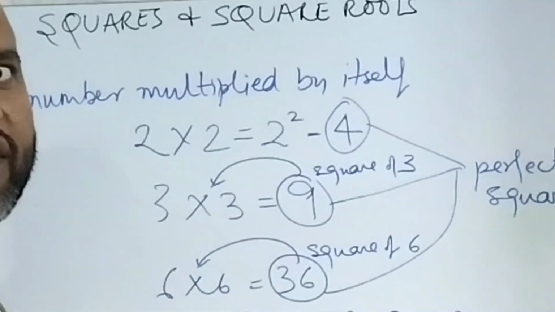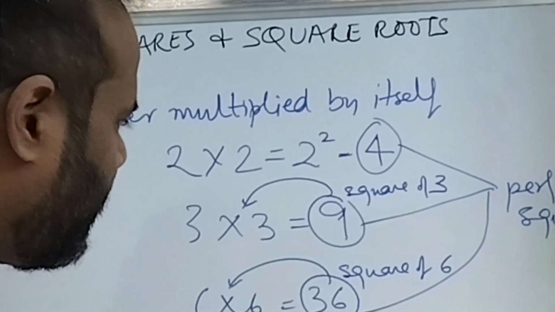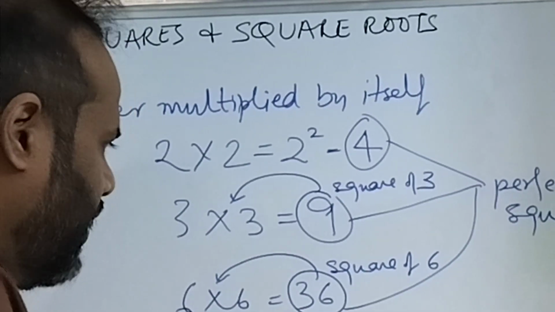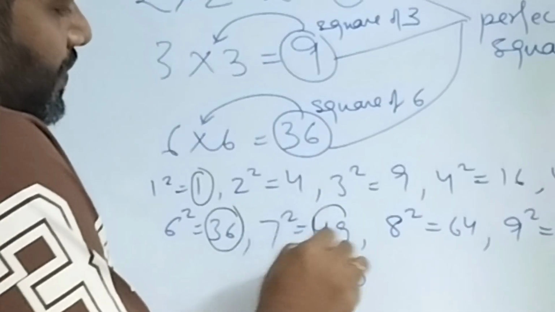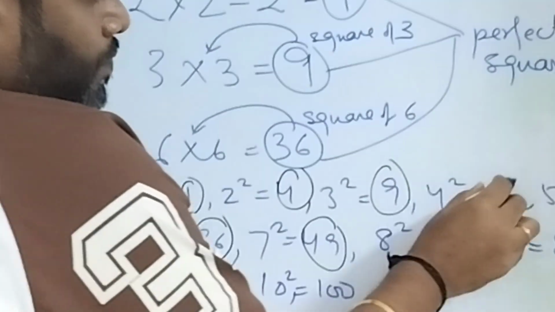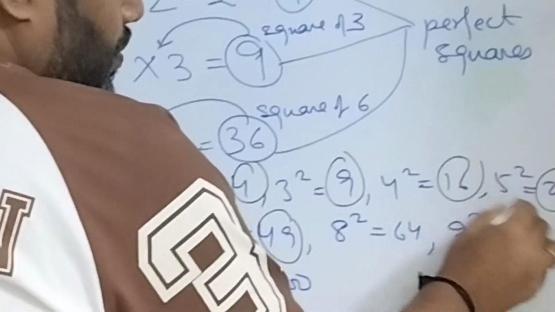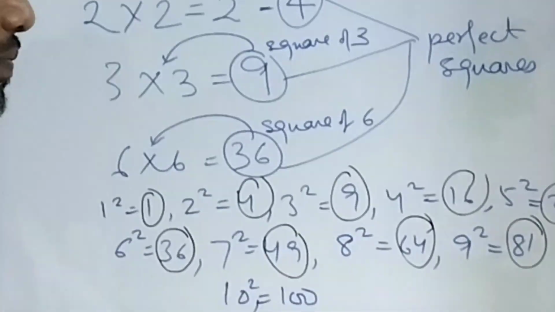Now what you can notice simply, these all square numbers are positive numbers. If you see, these are all positive numbers. A square is always a positive number.